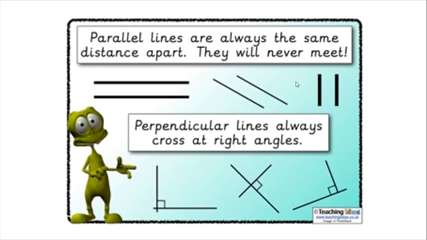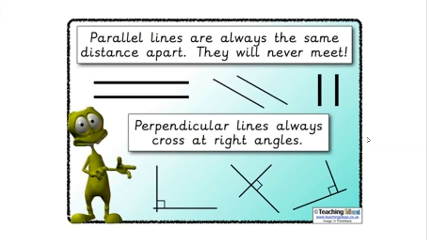tracks. Now, perpendicular lines at the bottom is where lines cross at a right angle. Now, sometimes they don't actually cross at all. They might just meet at a corner, but they can intersect, which means when they go through each other. But to be perpendicular, they have to cross at a right angle. Okay, it can't be slightly skew if it has to be a right angle.